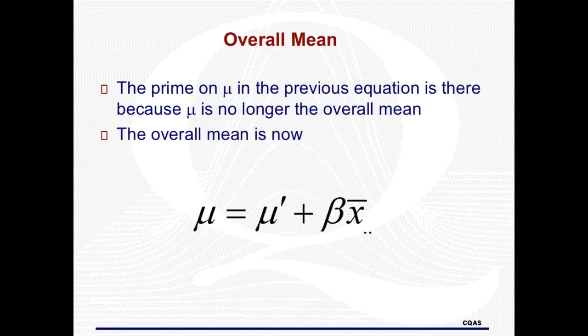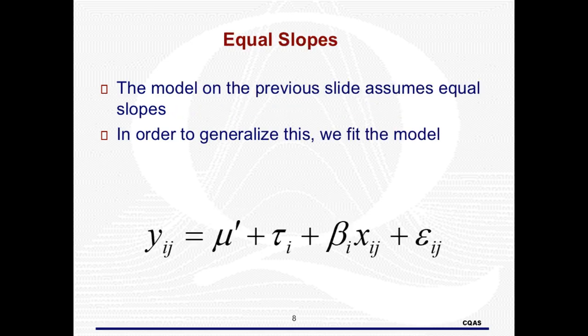Because we've added a covariate to the model, the definition of the overall mean changes slightly. The parameter mu' reflects this adjustment. The overall mean is now influenced by both treatment effects and the covariate. If the equal slopes assumption does not hold, we need a more general model that allows each treatment to have its own slope. This introduces an interaction between treatment and covariate, making the model more flexible but also more complex.